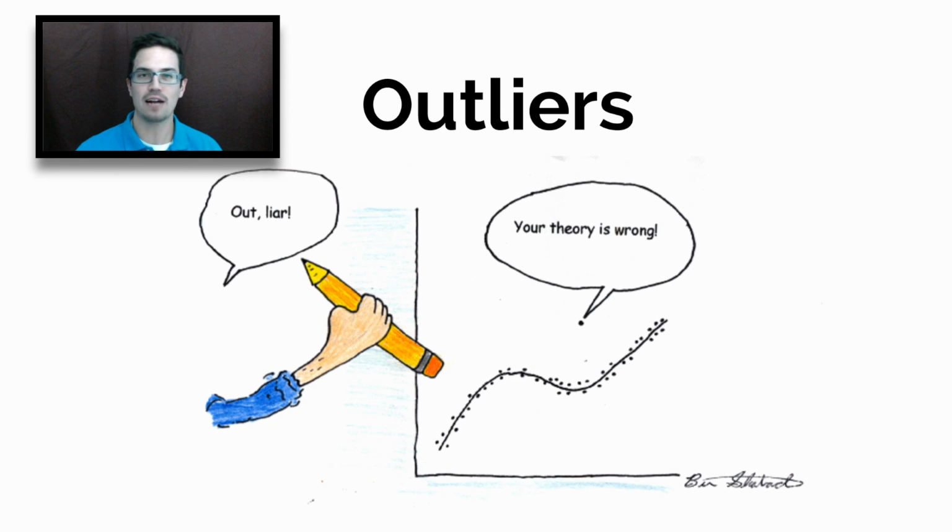That's basically outliers. Hopefully you can understand this comic a little bit more now, because it says your theory is wrong, so that it doesn't match the data like we said before. So because of that, this is an outlier, and this person is basically saying, outlier, like get out of here, liar, and basically just kind of try to erase that data point.